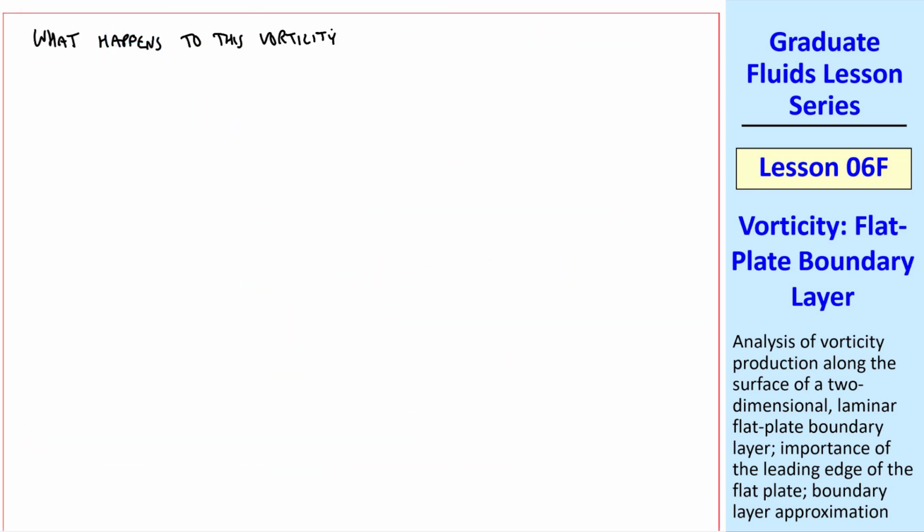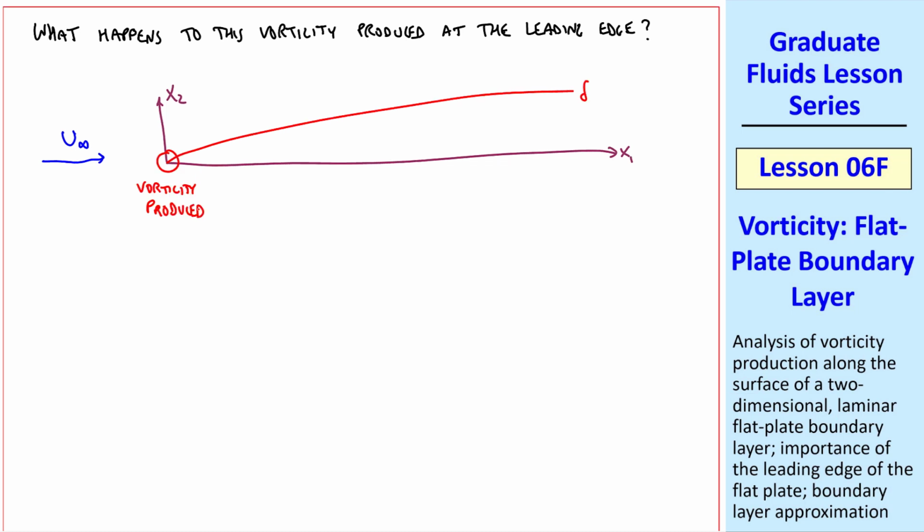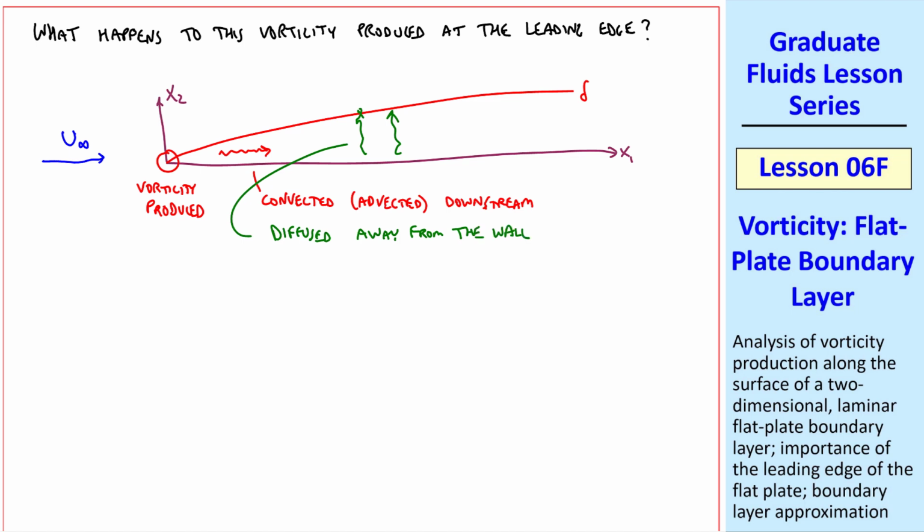What happens to this vorticity produced at the leading edge? Let's look at just the top portion where the boundary layer is growing as shown, and all the vorticity is produced at the leading edge and nowhere else. That vorticity is convected, or I prefer the term advected, downstream, and it's also diffused away from the wall. The vorticity gets redistributed both by advection and by diffusion. Note that the flow inside the boundary layer is rotational, and the flow outside the boundary layer remains irrotational.